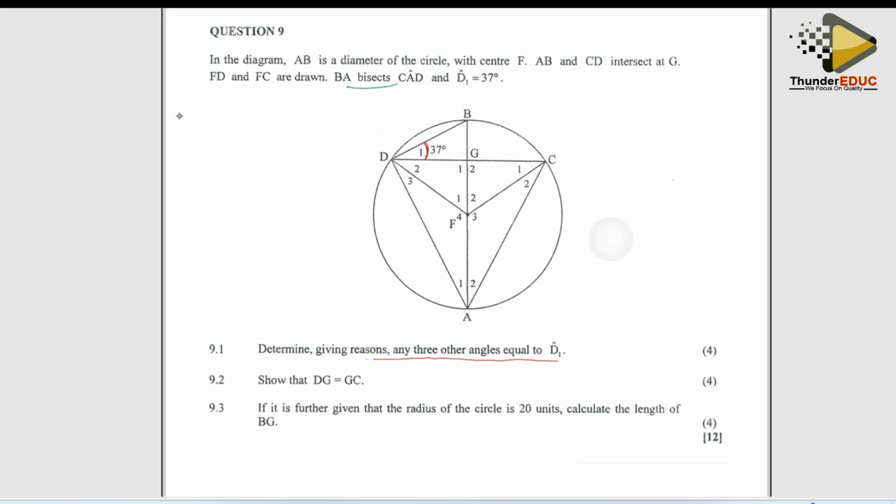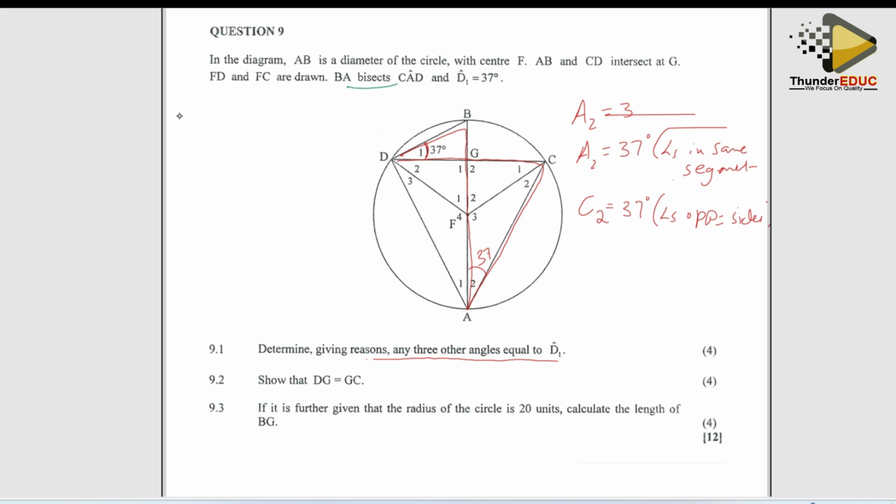So with this, I can say that my A2 is 37. The reason is going to be angles in the same segment, because we can see the bow tie in this format. So this is 37. Then I can say that C2 is also 37, because it's going to be angles opposite equal sides. Because you know that this is a radius, this is also a radius. But they told us that this line bisects, which means A1 is also 37 degrees. The reason: BA is a bisector.